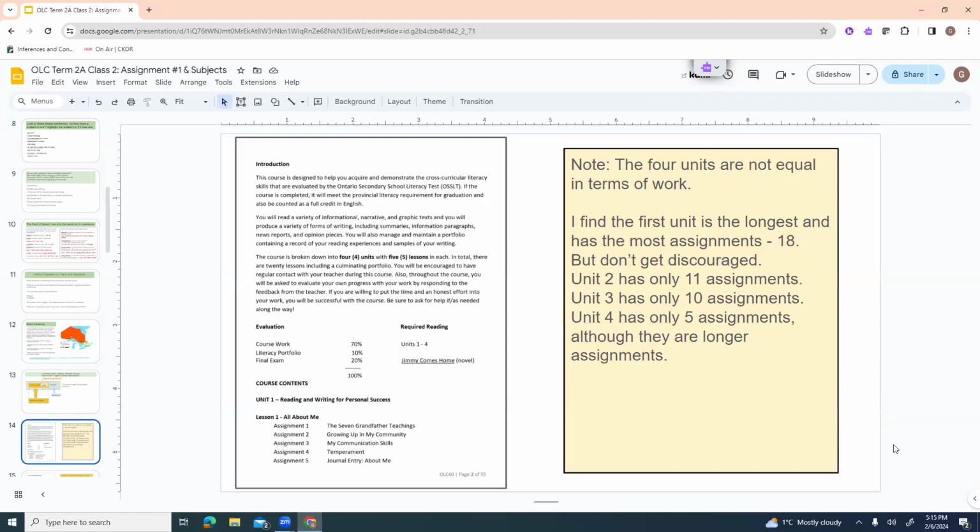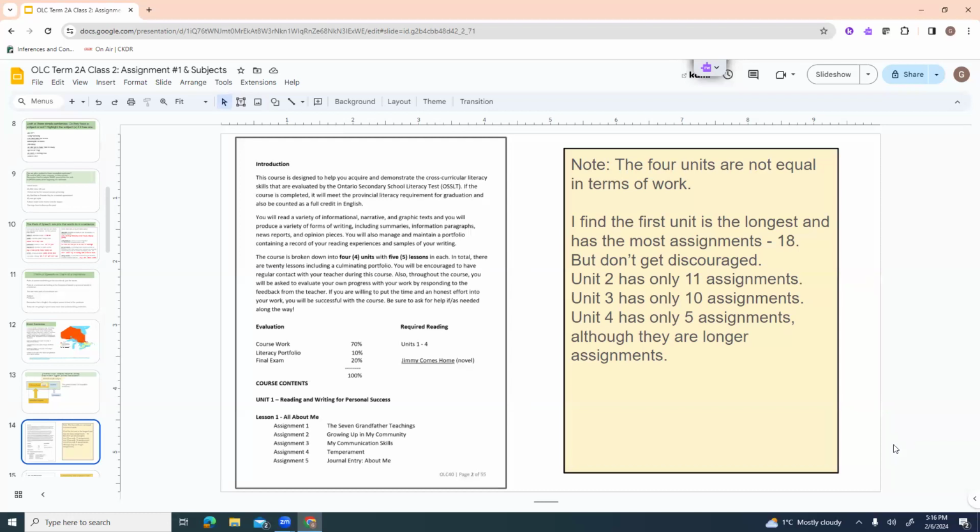So this course is broken down into 4 units. Each unit has 5 lessons. Altogether, there's 20 lessons. However, a lesson can have 3 or 4 assignments, or it might just have one big assignment. You'll be encouraged to have regular contact with your teacher during the course. Also, throughout the course, you'll be asked to evaluate your own progress by responding to the feedback from your teacher. We also do journal entries on your progress, which get marked as well. If you're willing to put in the time and an honest effort, you'll be successful with the course. Be sure to ask for help if you need it along the way.